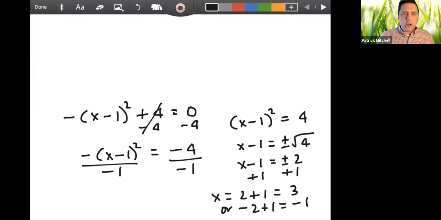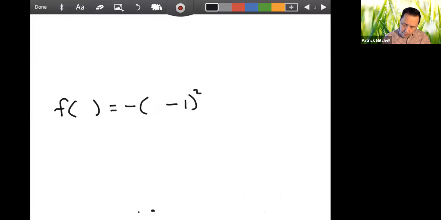So that explains what you saw in the presentation. The two x-intercepts are x equals 3 and x equals negative 1. That brings us to the y-intercept. The function was f of x equals negative (x minus 1) squared plus 4.